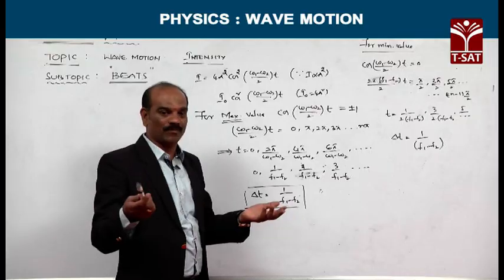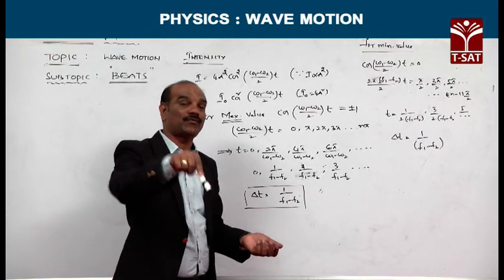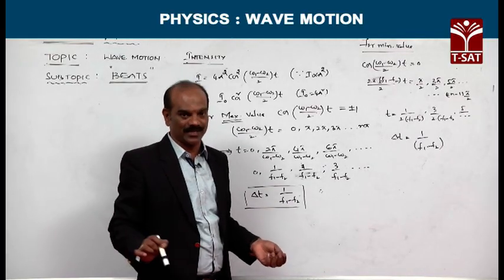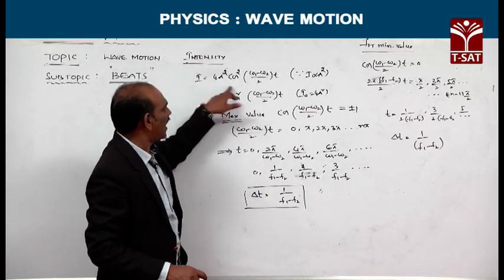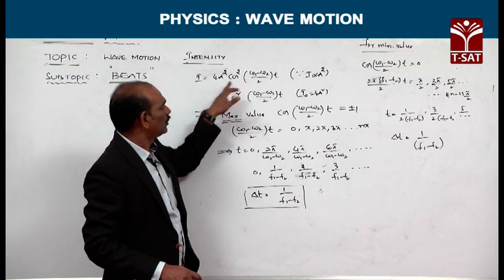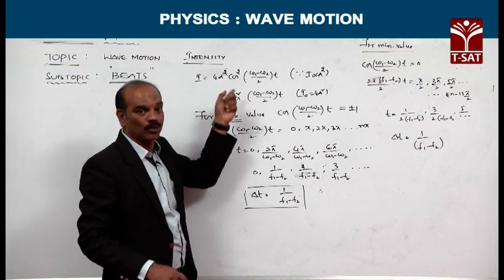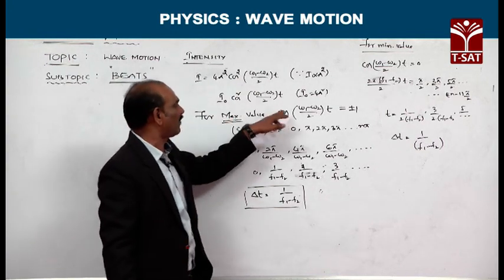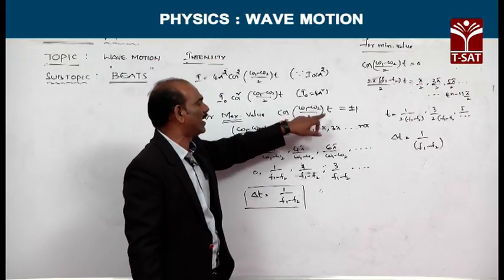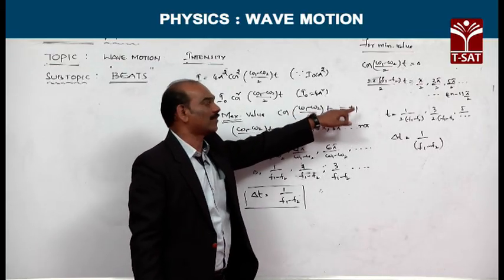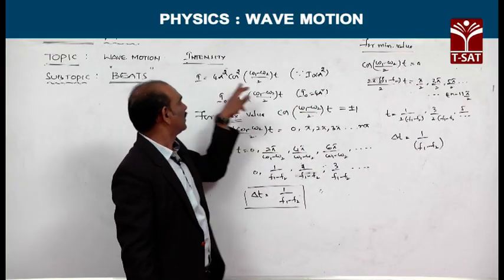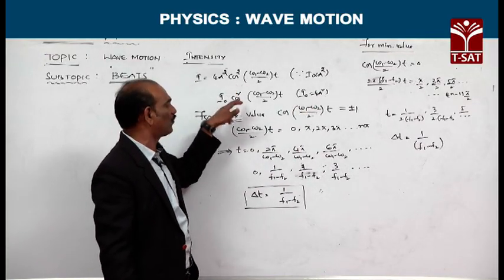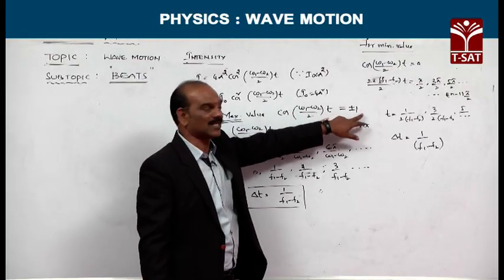Waxing means maximum, waning means minimum, so we need to find the maximum and minimum intensities. For the maximum value, cos^2 of something must be maximum, which means cos((omega1 - omega2)/2 t) must be plus or minus 1. If it is plus 1, the square is plus 1. If it is minus 1, the square is also plus 1. Therefore this value must be equal to plus or minus 1.